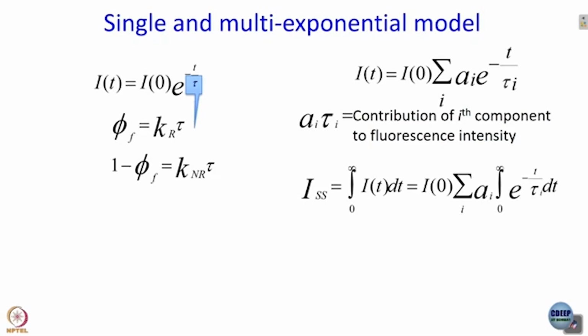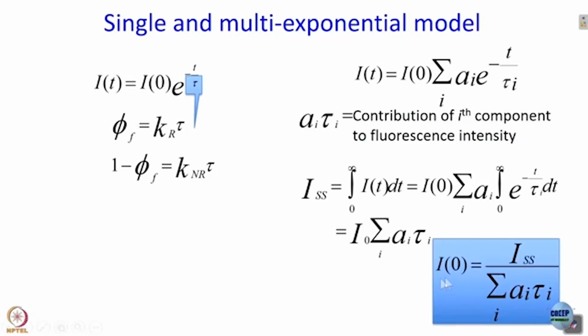Then let us substitute the expression. Since I at 0 is a constant, it comes out, and I can take this summation outside the integral. So, I get I(0) sum over i a_i integral e to the power minus t by tau_i dt. And an advantage of setting the limits from 0 to infinity is that this becomes a standard integral, the solution of which is known. And when we put the solution, we get something like this. I steady state is I(0), I missed that 0 in brackets here, sorry about that, sum over i a_i tau_i.